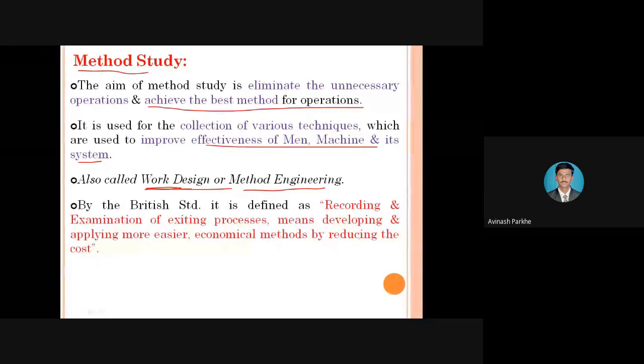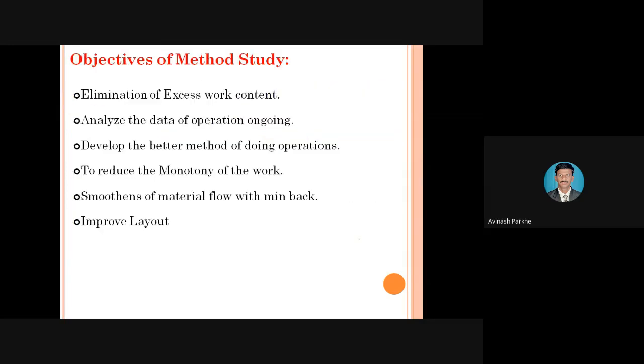But while increasing the productivity, it should be increased with a minimum number of input resources. So the cost reduction factor is also considered in that particular industry.